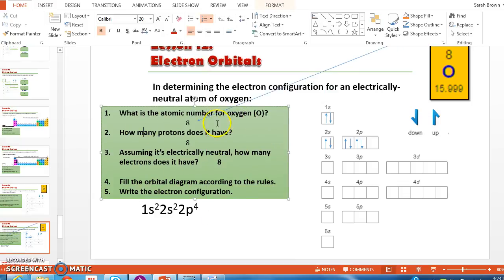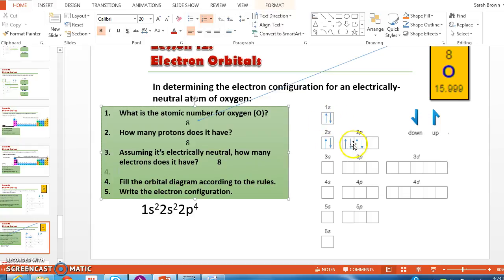So the atomic number for oxygen is 8. That's the number that you see up here above oxygen. It has 8 protons. Atomic number is the number of protons, so these are exactly the same. As long as it's electrically neutral, that means it has the same number of protons as it does electrons, so it'll also have 8 electrons.